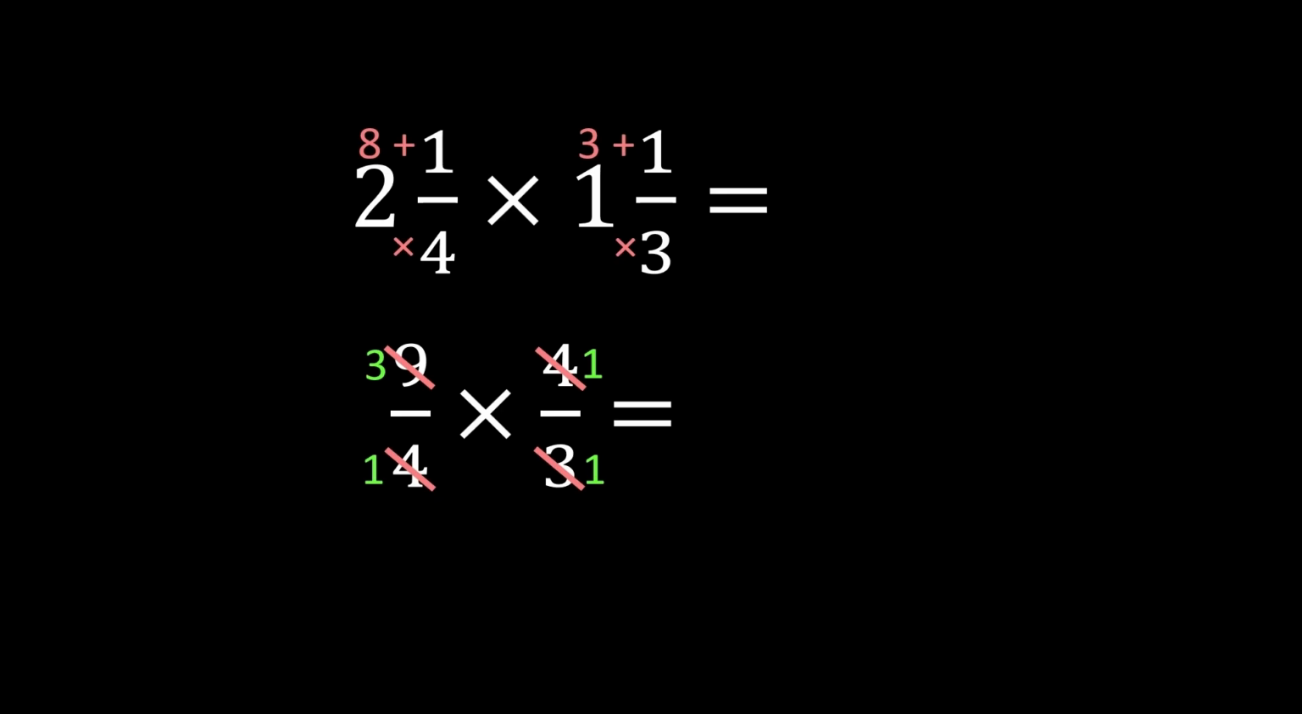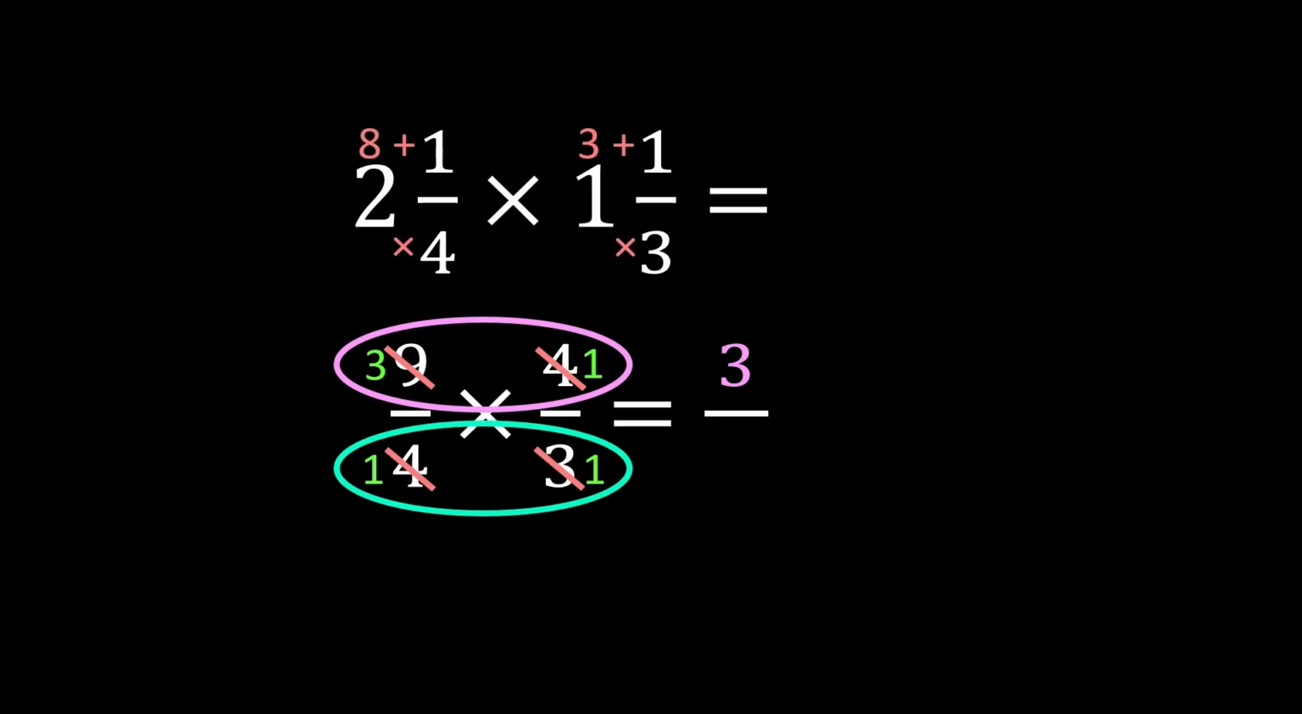Now I'm ready to multiply numerator times numerator and denominator times denominator. So starting with the numerators, 3 times 1 is 3, and our denominators of 1 times 1 is 1. Now I have 3 over 1. 3 over 1 equals 3. So 2 and 1/4 times 1 and 1/3 equals 3.